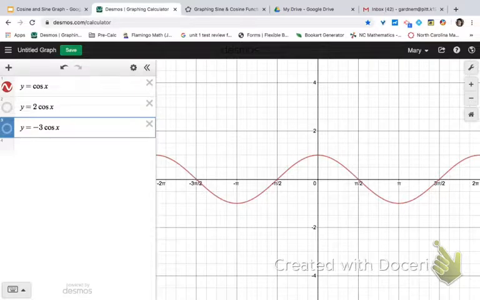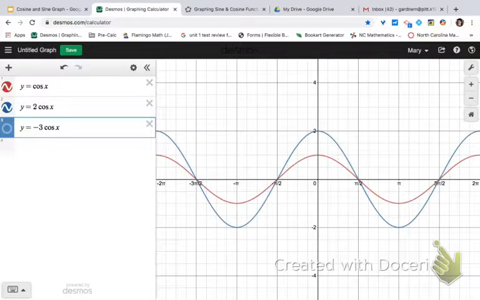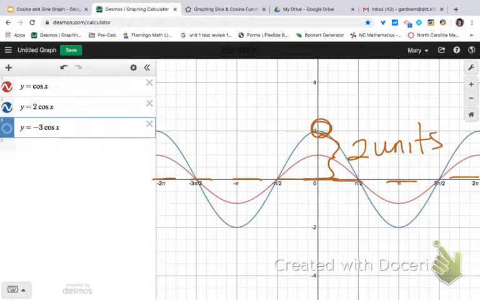If I were to show you y equals 2 cosine x, I have not moved up or down, so my midline is still the same. But now the distance from my midline to the maximum is 2 units. So my amplitude is 2. I have stretched my function 2 units.